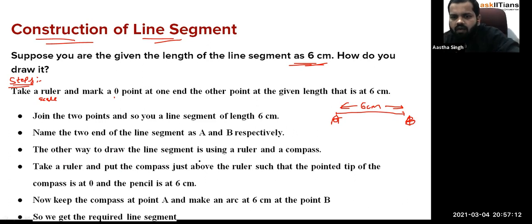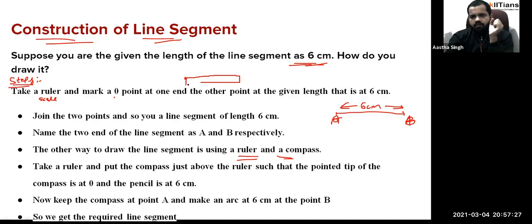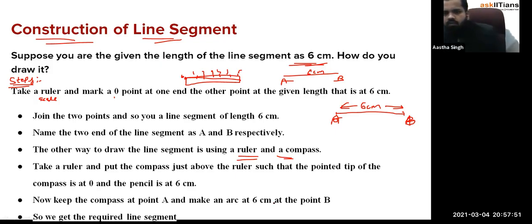The other way to draw a line segment is using a ruler and a compass. This time we have used just a ruler. Your scale starts from 0, then 1, 2, 3, 4, 5, that's 6 centimeters. Just measure the 6 centimeters and you will draw a line AB. Now the other way is with the help of a ruler and a compass.